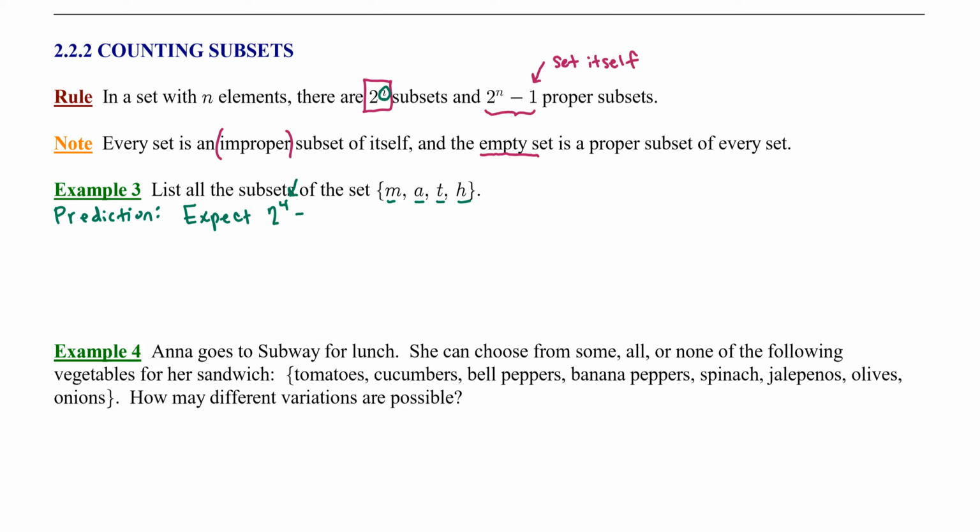2 to the 4th, which means not 2 times 4, but 2 times 2 times 2 times 2. 2 times 2 is 4. Multiply that by 2 to get 8. Multiply by another 2, we get 16 total subsets. And 2 to the 4th power minus 1, or 16 minus 1, which is 15 proper subsets.